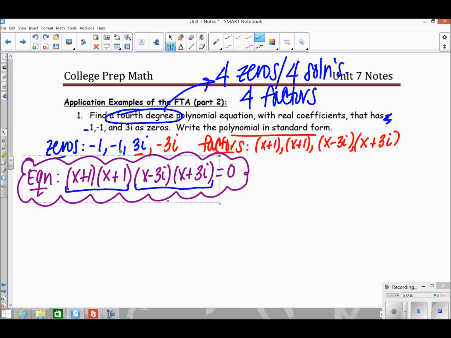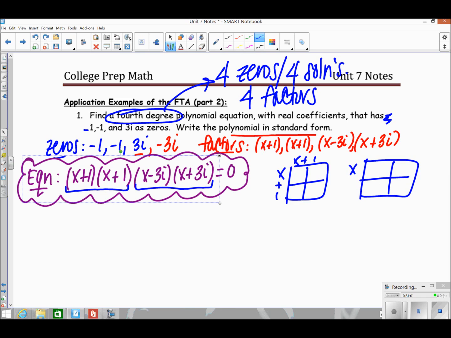When you multiply it out, you're going to do it in parts. So I'm going to start off by drawing a box for x plus 1, x plus 1. And then I'm going to do a box for x minus 3i, x plus 3i. So I have x squared, I have 1x, multiply these, we get 1. Combine your like terms, we get x squared plus 2x plus 1. So I can rewrite that, x squared plus 2x plus 1.